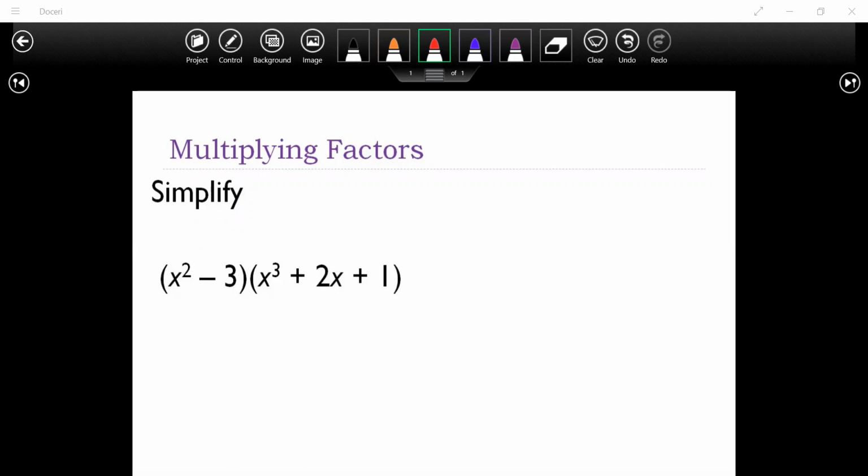Okay, here we go. We want to be able to FOIL or factor out or distribute each term. We want to do our x squared first, so this will be x to the 5th. Then we're going to get plus 2x to the 3rd. And then plus x squared.